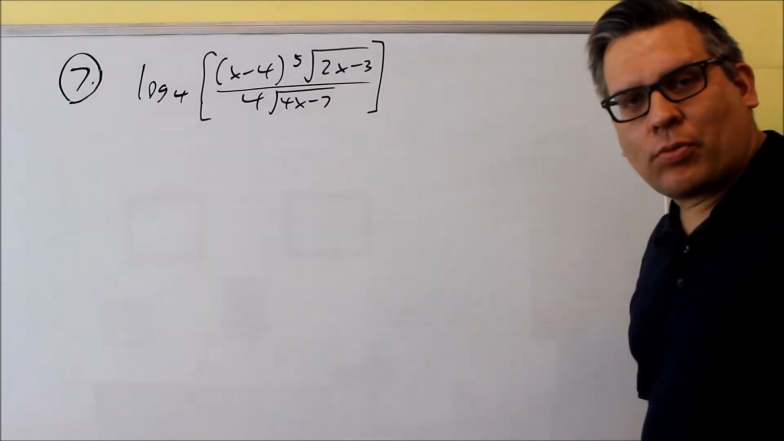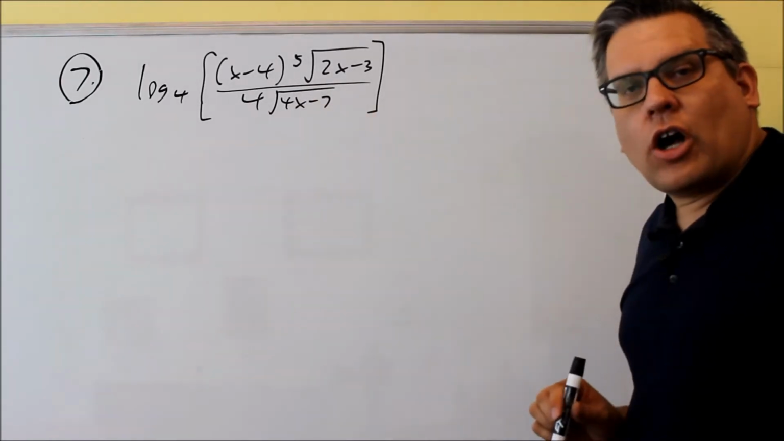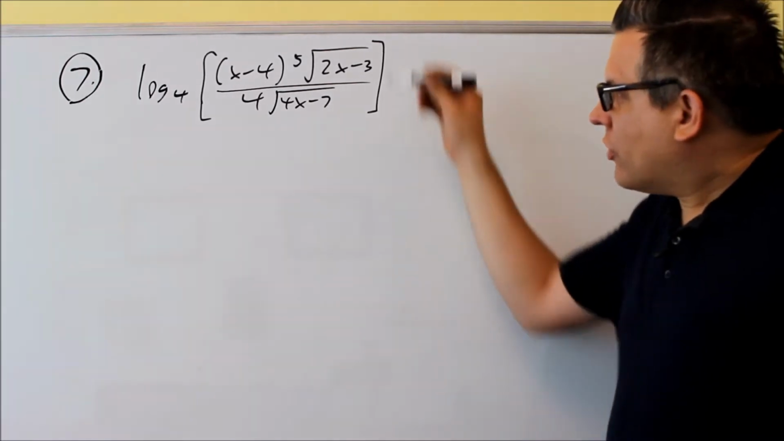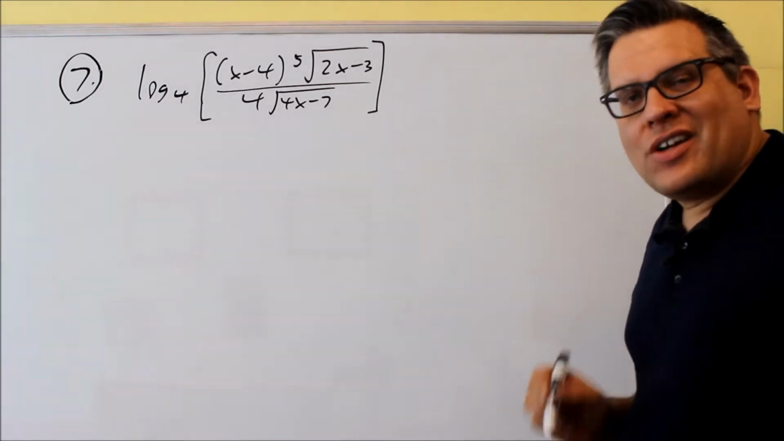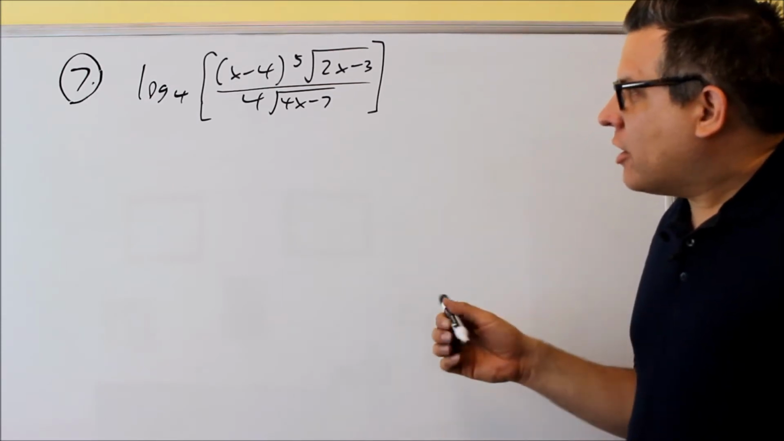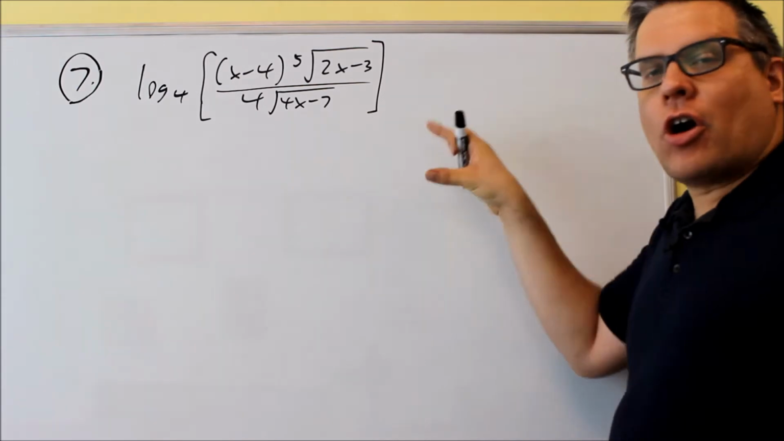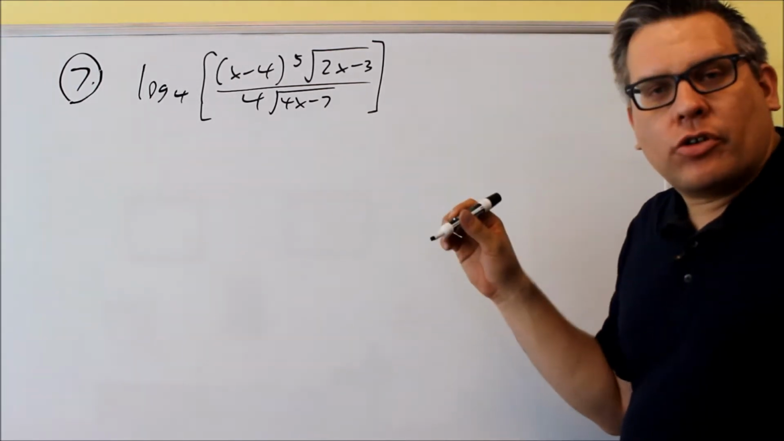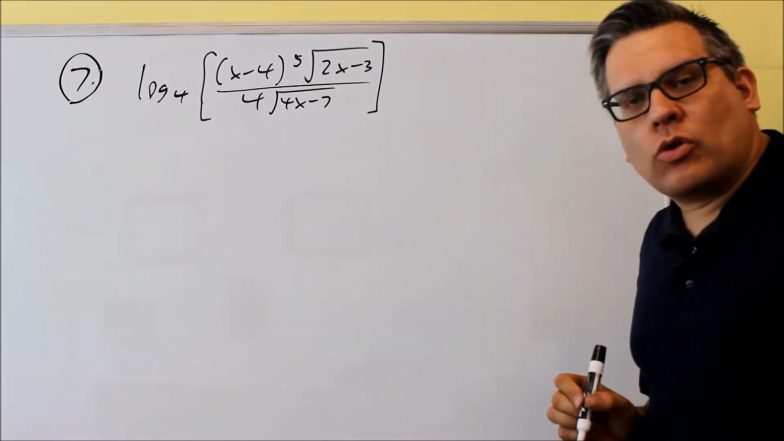Okay, number 7 is another problem that involves log properties. So you want to make sure you know how to break that apart. The instructions are telling us to expand and write without exponents. So expanding means that we're going to take this and separate it all into either a sum or difference of logs. And the final thing we'll do is bring exponents down. That's one of our rules.